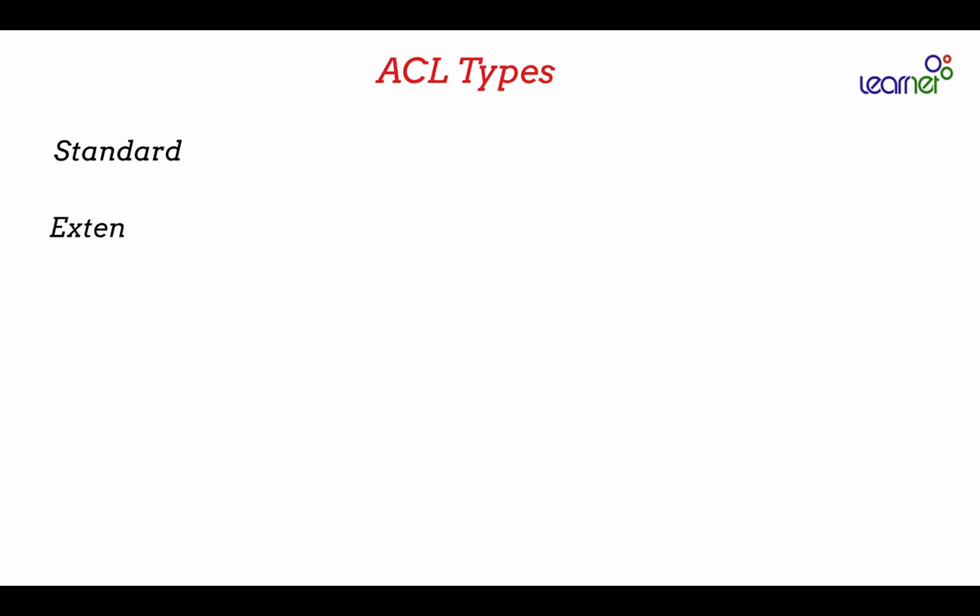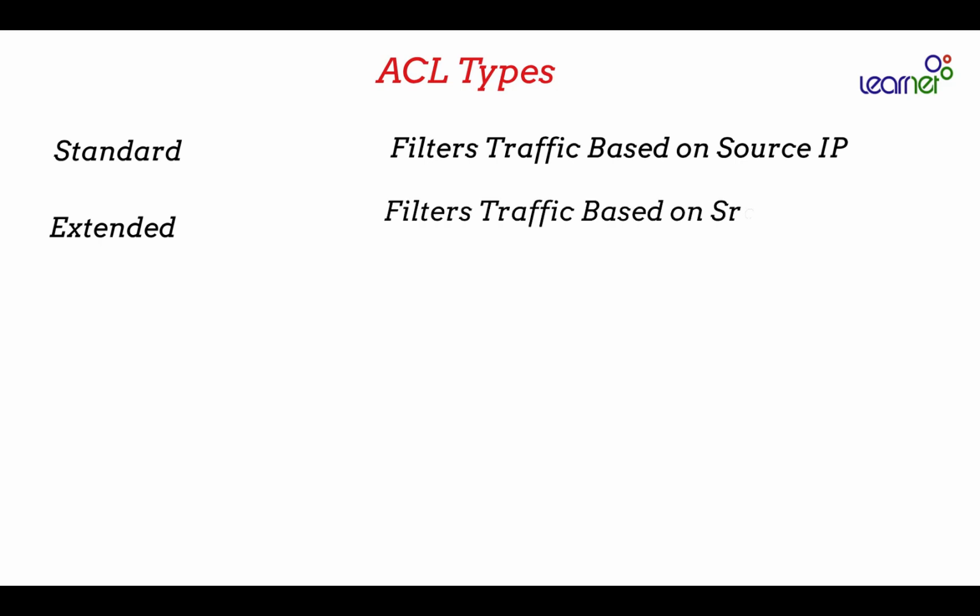With standard ACLs, you can only filter the traffic based on the source IP address. However, with extended ACLs, you can filter the traffic more granularly using parameters like source and destination IP, source and destination TCP or UDP port number, and some other parameters which are out of CCNA scope.